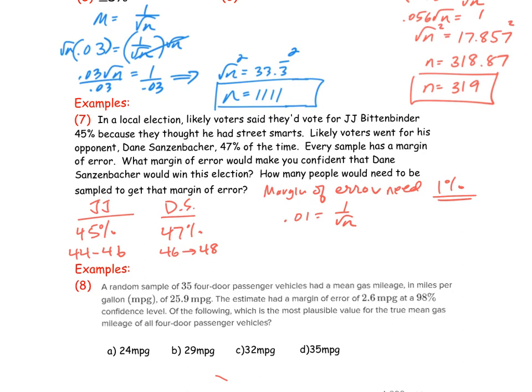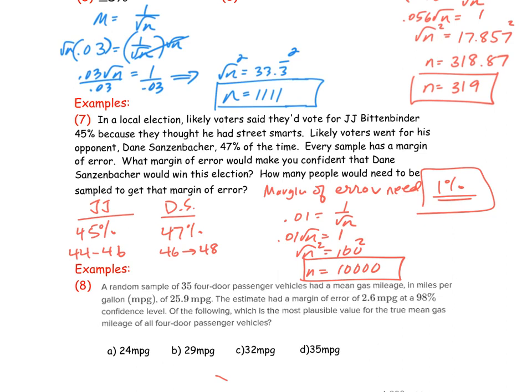But the big idea here is margin of error: you add and subtract. So if the margin of error is 1%, I add 1% to 47, and I subtract it, and that gives me the range of values you could possibly get. So try this one. You can pause it, work it out. I'm going to finish it in a second.